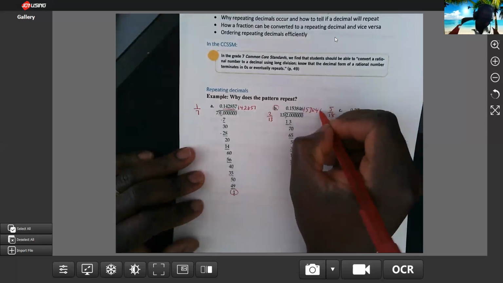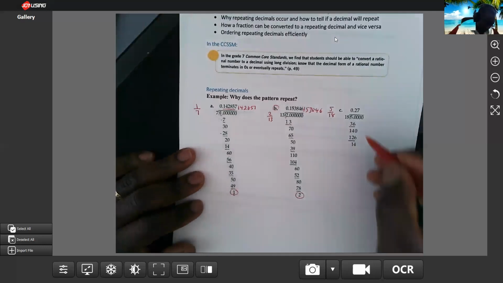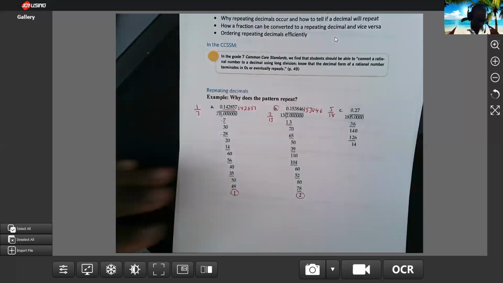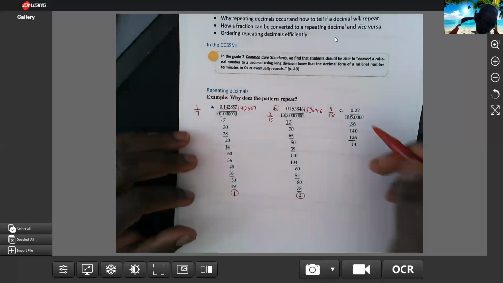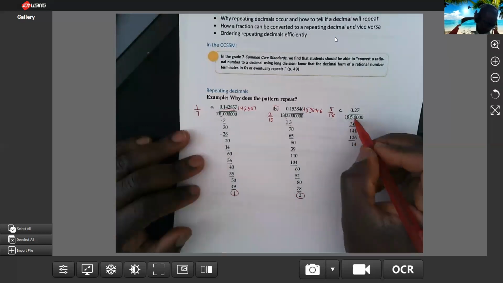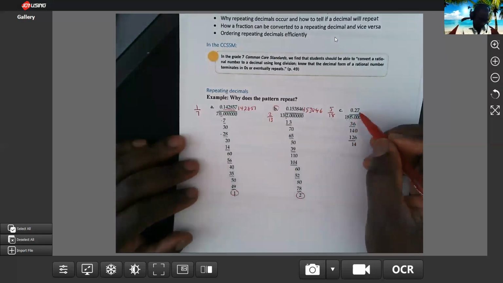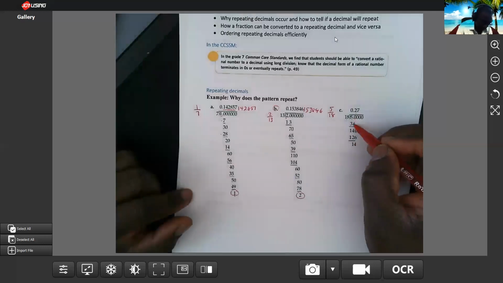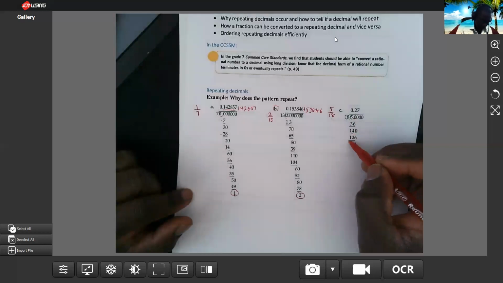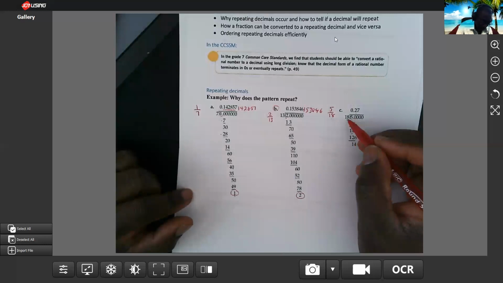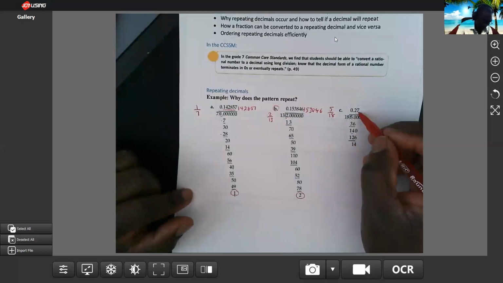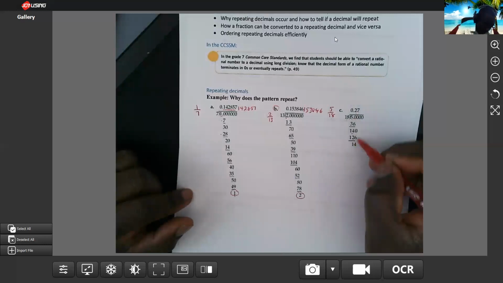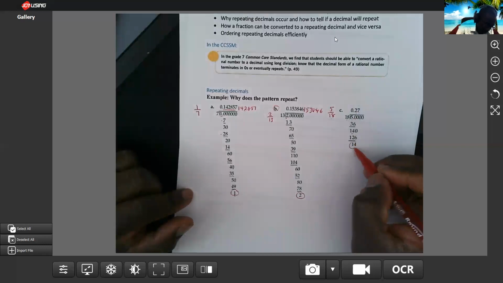Okay. Now, in this one you don't get a 5, but look at what is happening. 18 into 50 is 2. So that's 36. If you subtract to get 14, add 0 to that, you get 140. And then 18 into 140, that is 7 times, which is 126. If you subtract, you get 14 again. So the 14 repeats.